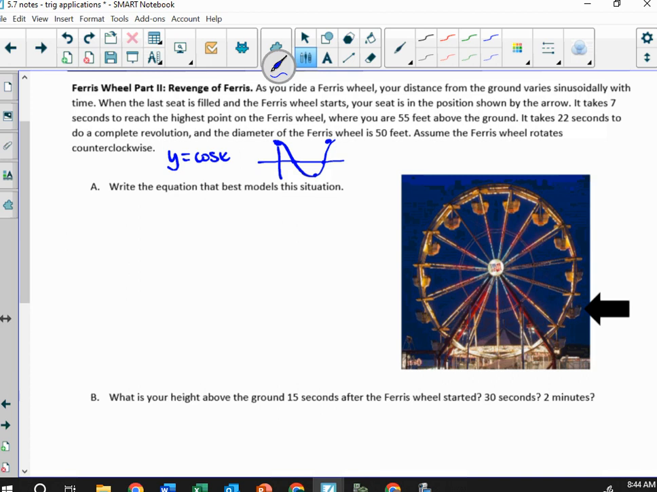We are talking about the y value being the height in feet, and the x value is your time, and that's in seconds. That's important to note, okay?